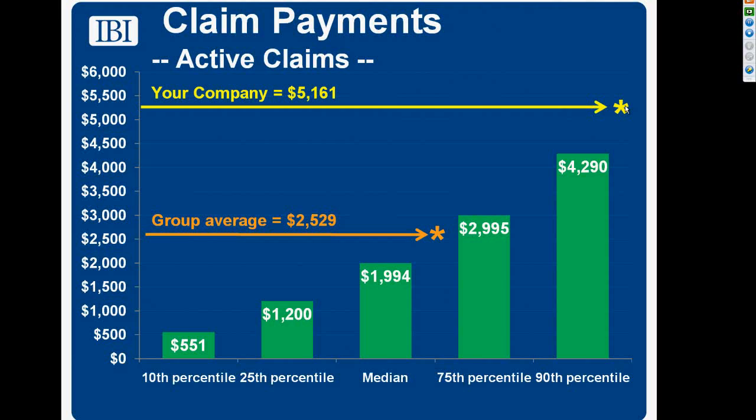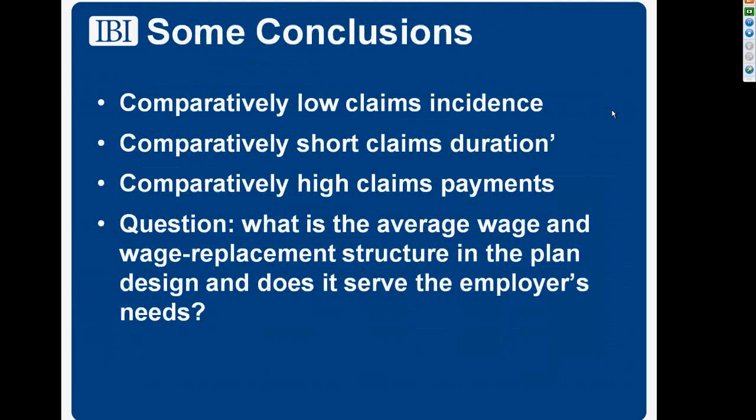So what does this tell us? What are some conclusions from this very brief set of graphs? Well, as we said, this employer has relatively low claims incidence, has relatively short claims durations. Really good news. But we also find that this employer has comparatively high claims payments.